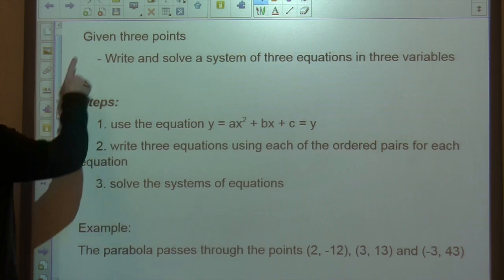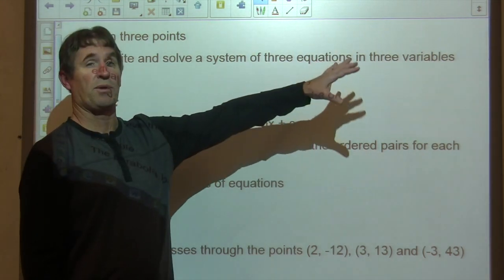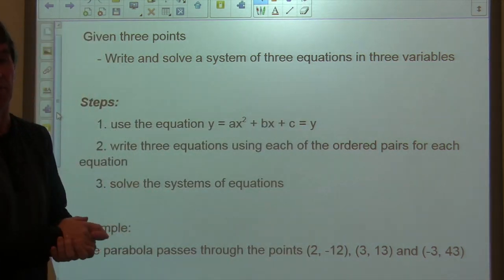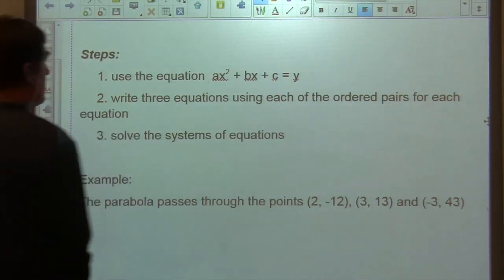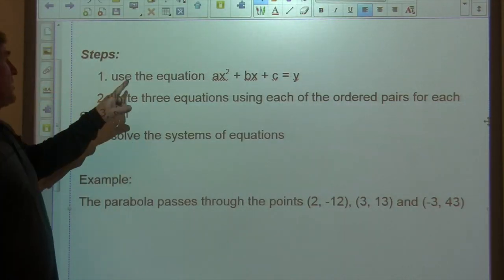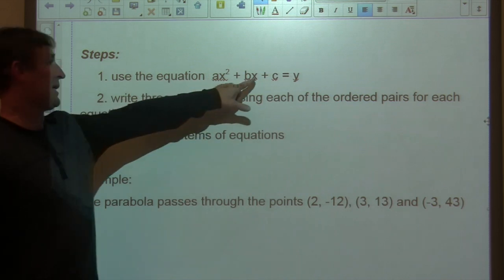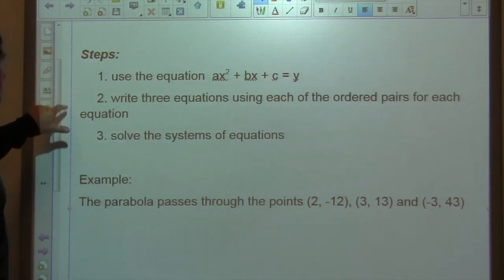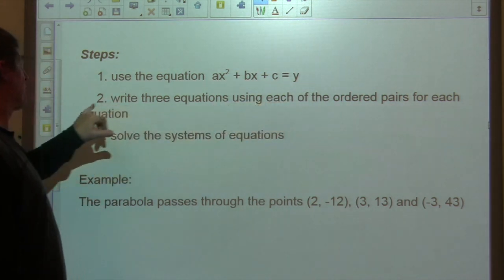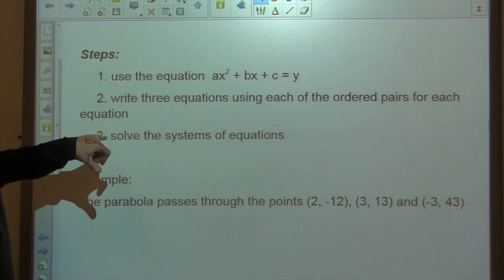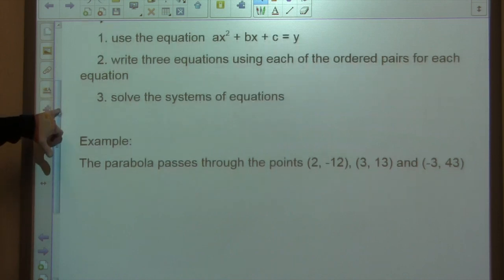So, given 3 points, we're going to write and solve a system of 3 equations and 3 variables. Now I'm going to go through one example on this. It stays the same. We're solving 3 by 3 equations. So we're going to follow these steps. First thing we're going to do is use the equation ax squared plus bx plus c equals y. Then we're going to write 3 equations using each of the ordered pairs for each equation. And then we're going to solve the system of equations.